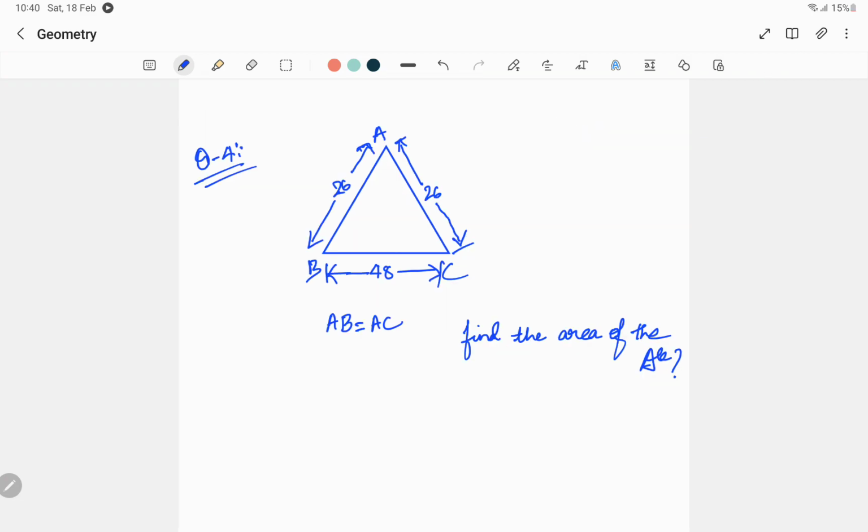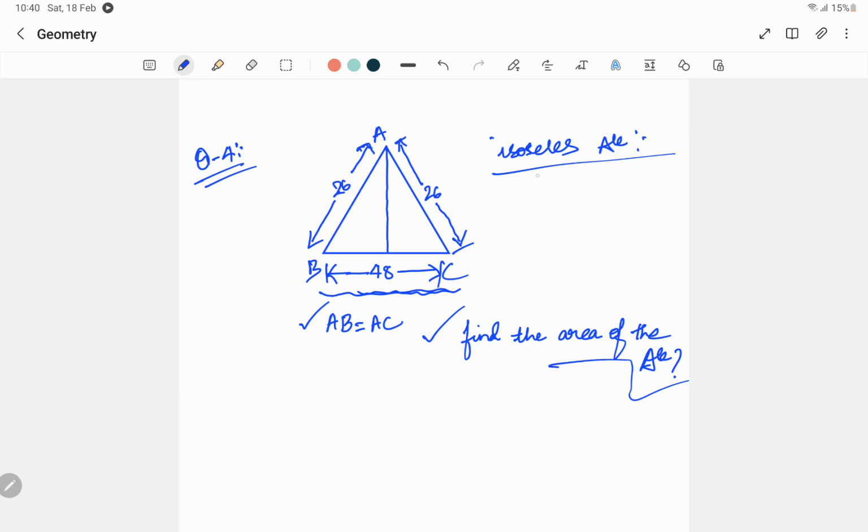Now let us take a look at this question. In this question, there is a triangle ABC, and the lengths of the sides AB and AC are equal. So that means this is an isosceles triangle. That is one piece of information. We are asked to find the area of this triangle. Now what I'll do is, the unequal side is BC.